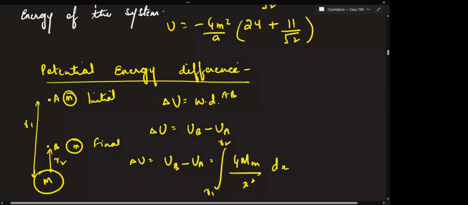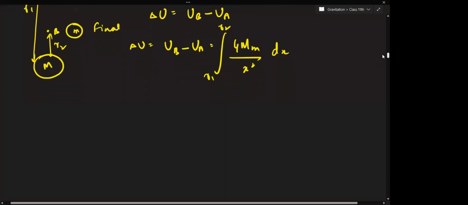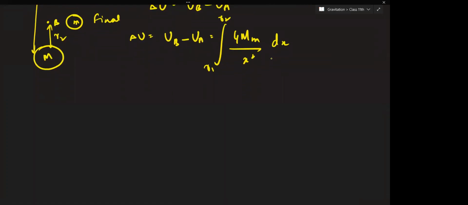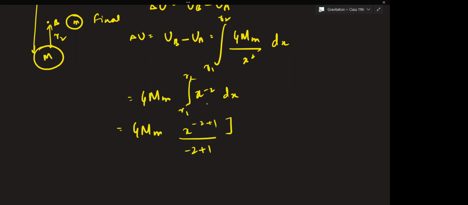If you had potential energy, there you were taking the body from infinity to a particular point. In potential energy difference, you are taking not from infinity, but from one particular point to another particular point. So here just the difference will arise in your limits. The rest of it will be same. See GMM, here you will take x to the power minus 2 from R1 to R2 dx. So GMM x to the power minus 2 plus 1 by minus 2 plus 1, from R1 to R2. So this becomes GMM, same derivation class, x to the power minus 1 from R1 to R2.